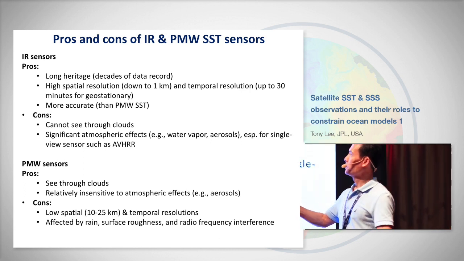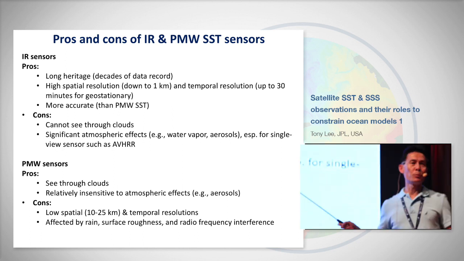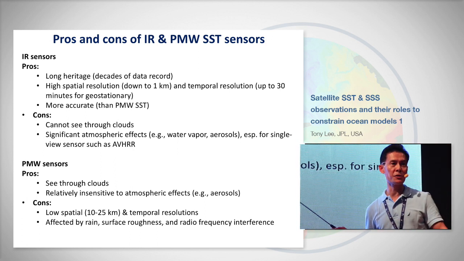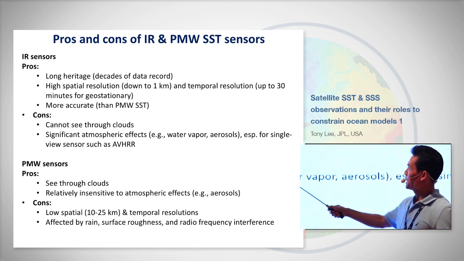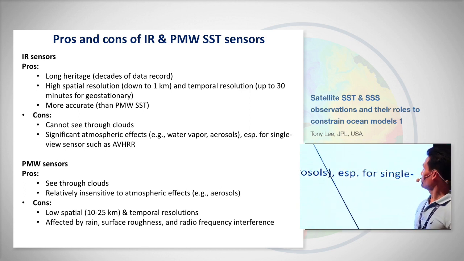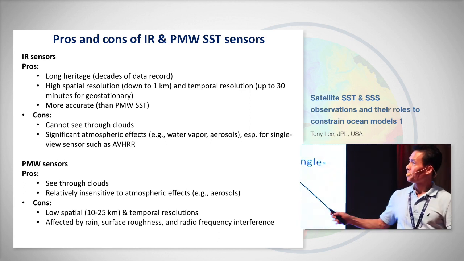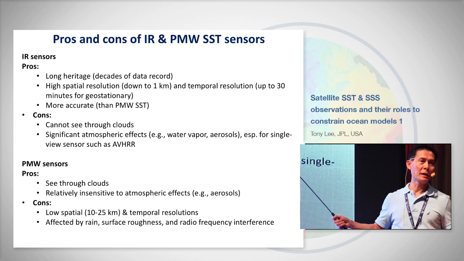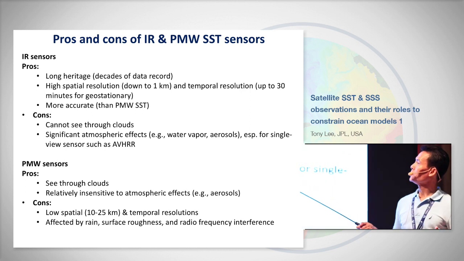So now some pros and cons of the infrared and microwave sensors. For infrared sensors, the advantage is that it's got a long heritage. It's got decades of data, which is really important for studying multi-decadal variability and deciphering natural variability versus anthropogenic change. It's got a high spatial resolution as well, down to 1 kilometer. And it has good temporal resolution for the geostationary satellite, some 30 minutes to 1 hour. And it's generally more accurate than a passive microwave radiometer. But the disadvantage is that it's obscured by cloud. It was a big issue.